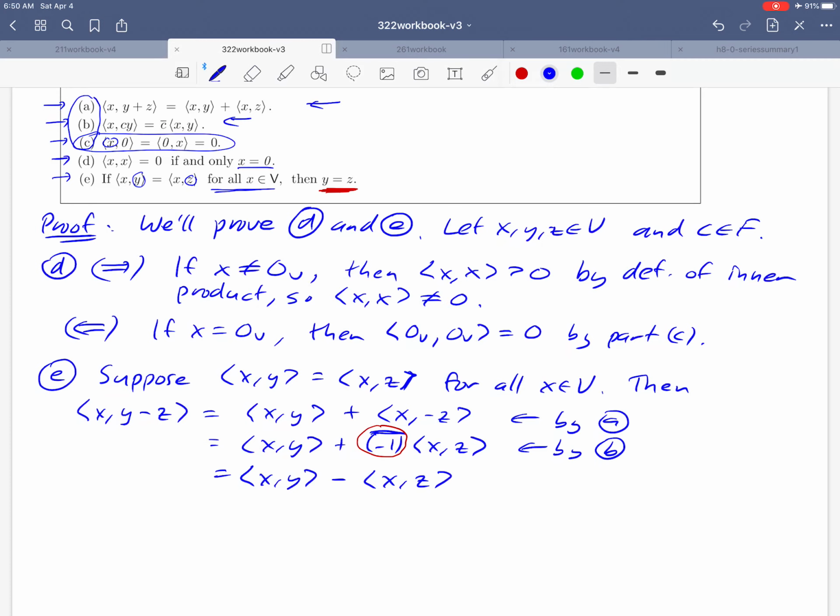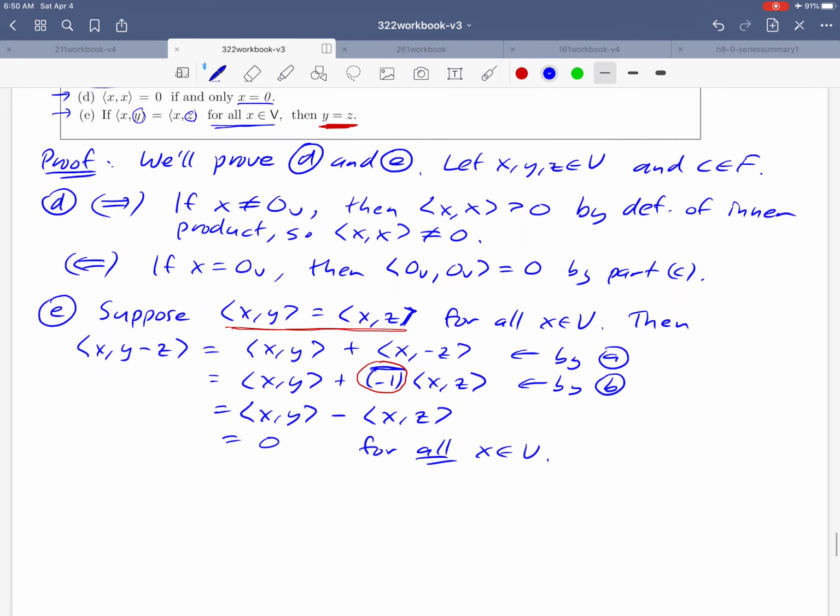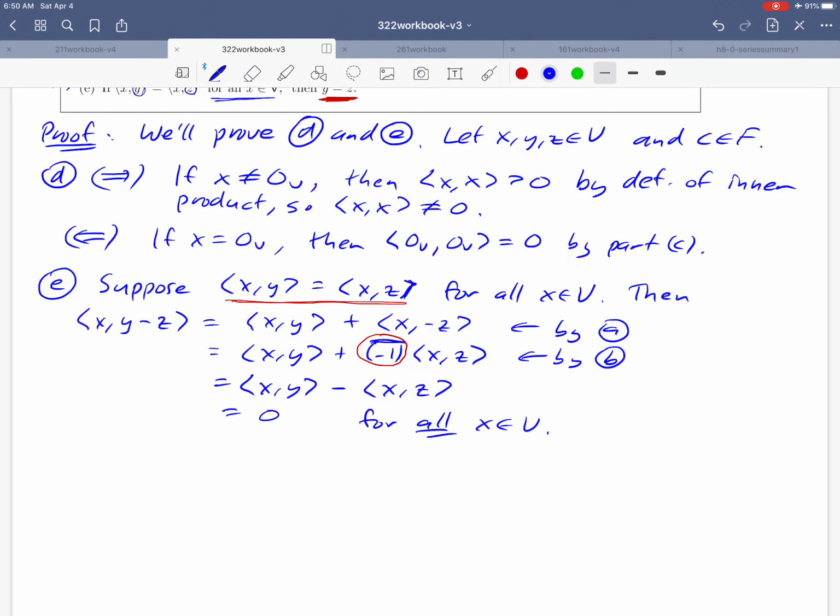But what did we assume at the beginning of this argument? We assumed that those two inner products are equal, which means that we're looking at 0 down here. And I emphasize again that we're getting 0 for all x and v. That was part of our starting assumption. Okay, so here comes the sneaky step. If this is really a true statement for all x and v, then we are free to choose any vector we like for the x. And so what we're going to do is to choose x to be y minus z.